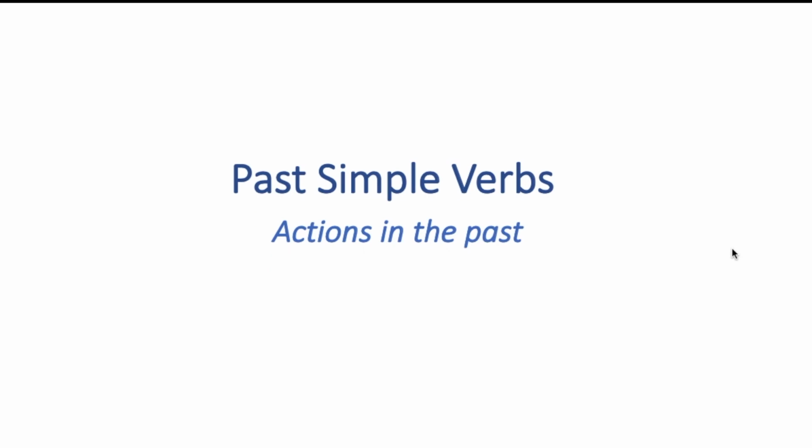Hi everyone. So today we're going to talk about past simple verbs. Okay, so a verb is an action. For example, run, eat, swim, cook, sleep, play, etc. Okay, so actions, and actions in the past. So past means before now, like yesterday or this morning or last week or in 1980. Okay?